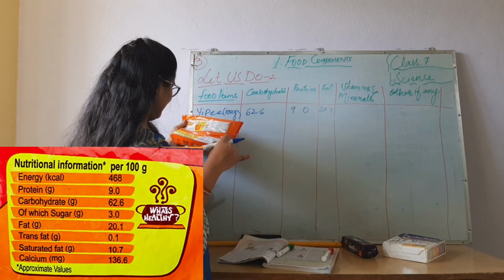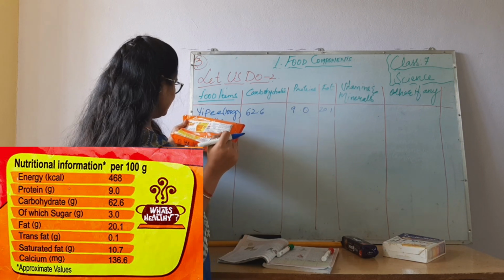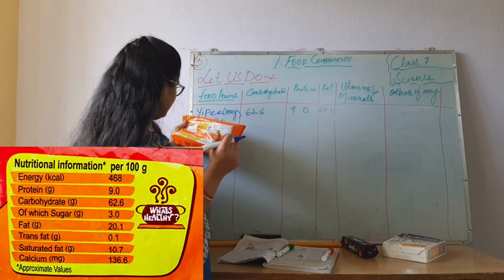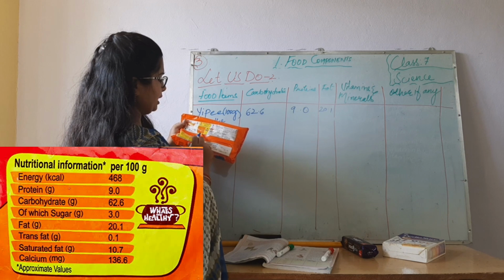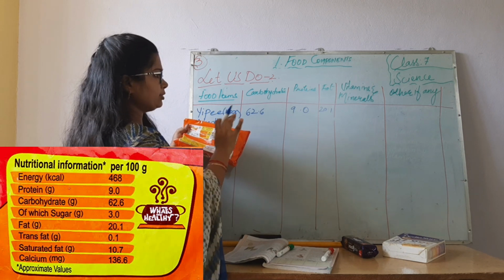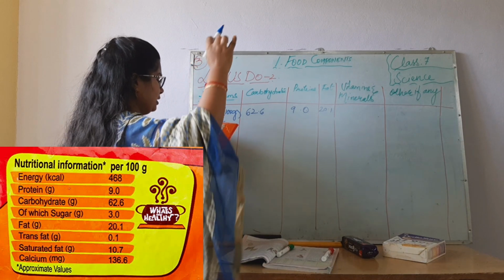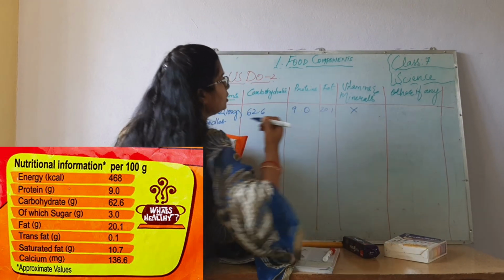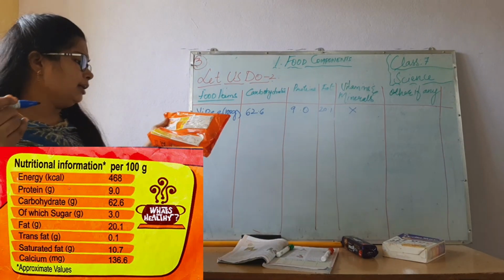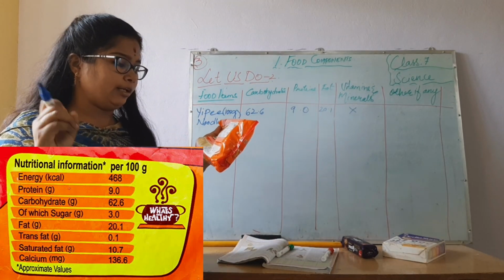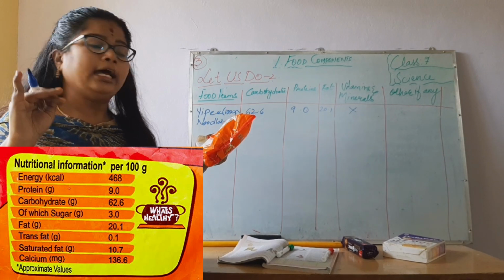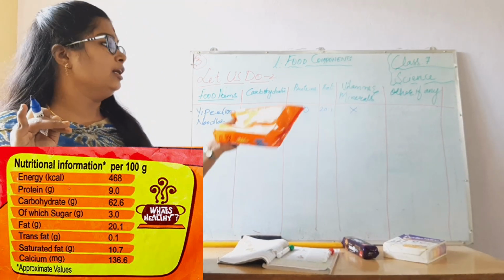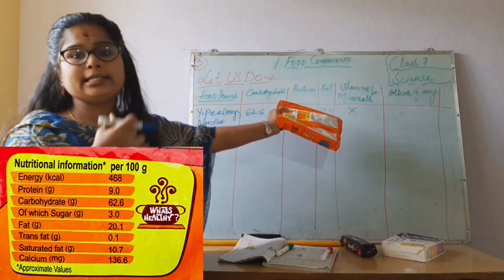And next, what is there? Are vitamins and minerals there? No vitamins and minerals are given here. They have given energy, protein, carbohydrates, of which sugar, fat, trans fat, saturated fat. These are all fats, but minerals they did not give. Energy they have given in kilocalories, and they have given trans fat and saturated fat, and how much sugar they have added in grams. If anything other than these is there, you are supposed to write.